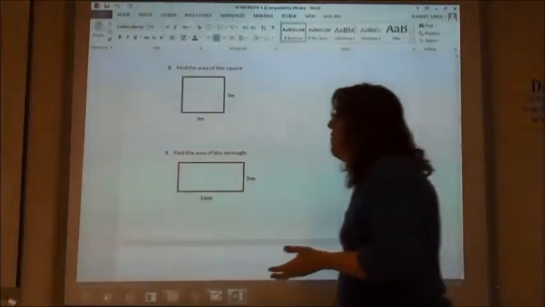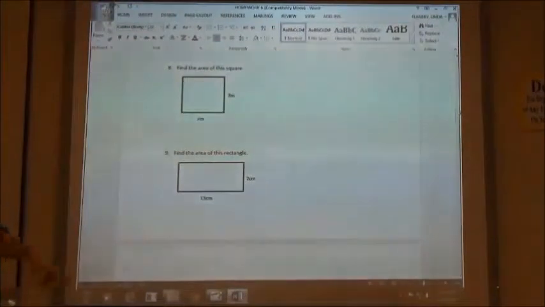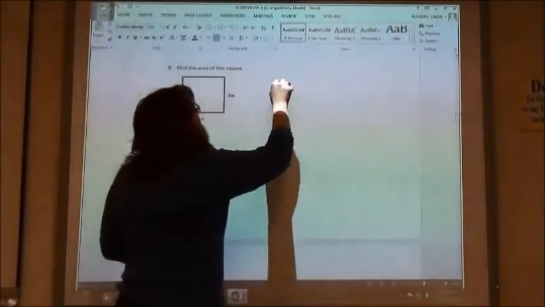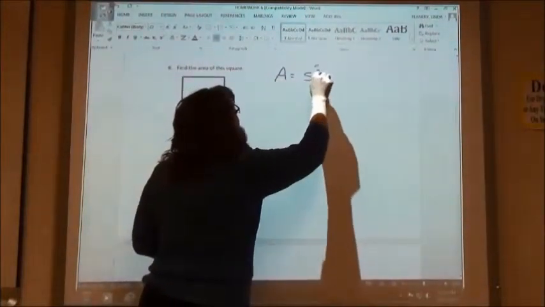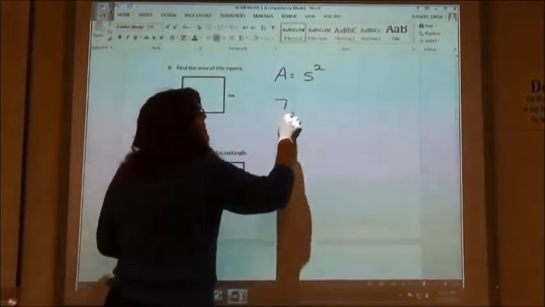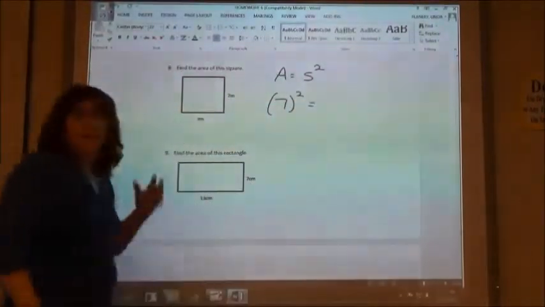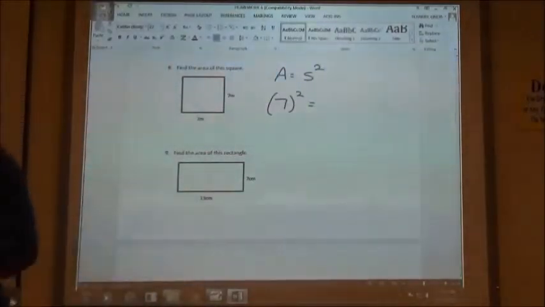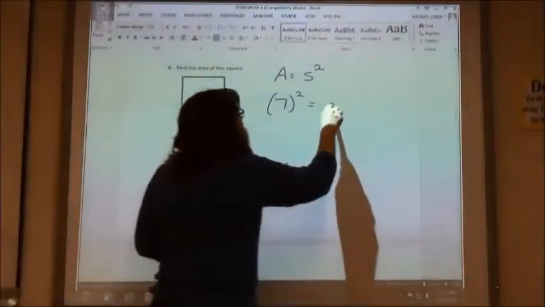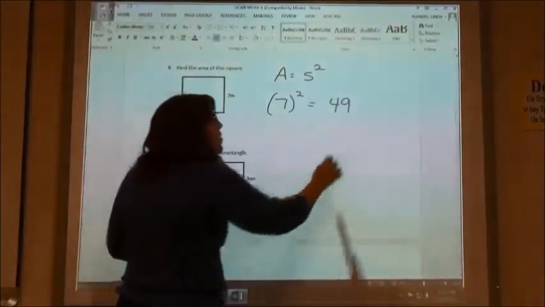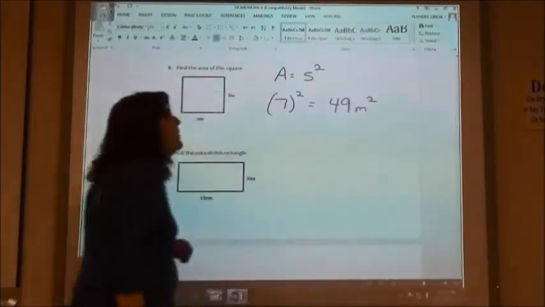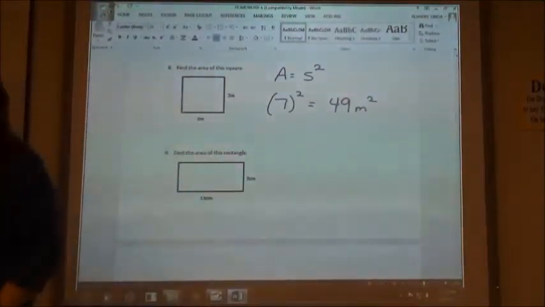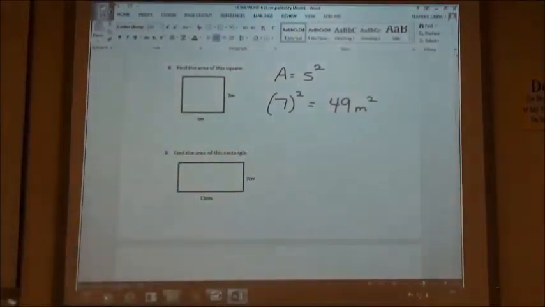So if I'm finding the area of a square, my length and my width are the same thing, right? So when I'm finding the area of a square, they're just going to tell you you take the side and square it. So I'm going to take 7 squared. 7 times 7 is 49. And then of course I have to have the appropriate label, so meters squared. So it's the same kind of thing as taking the length times the width, but my length and my width are the same numbers. So I could just square it.